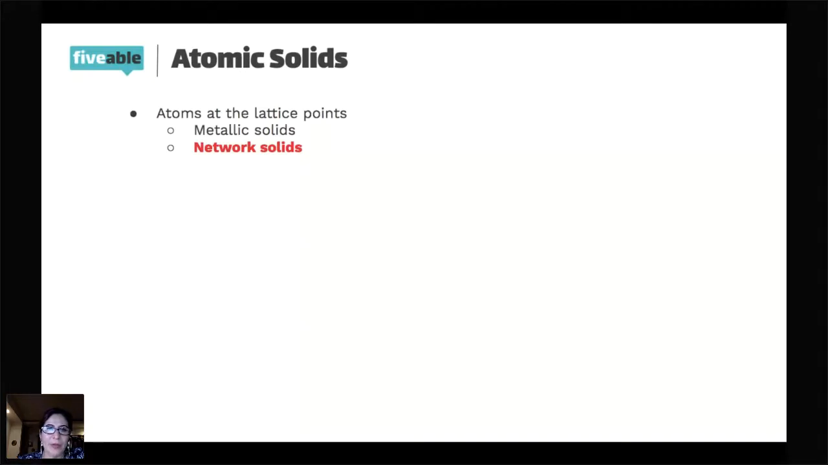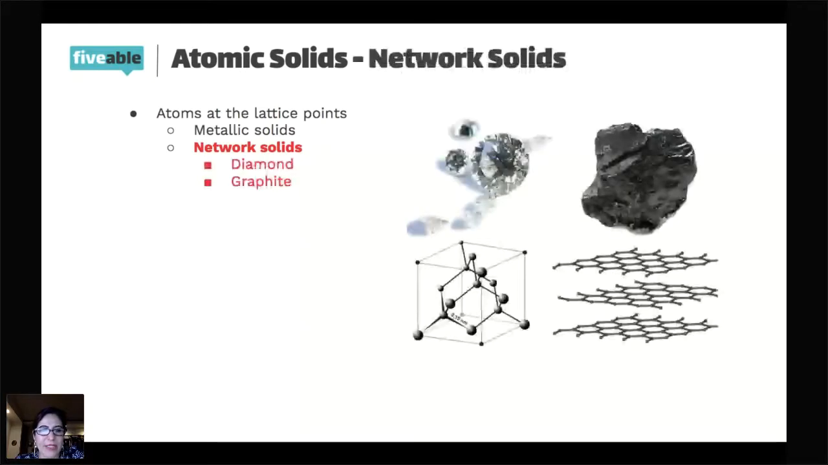For example, we have diamond and graphite. Do we know which element forms diamonds or graphite? Which element of the periodic table forms diamonds? Okay, the element that forms diamond and graphite is carbon atoms.